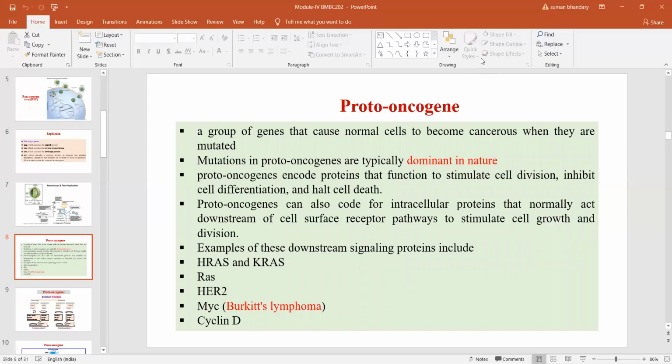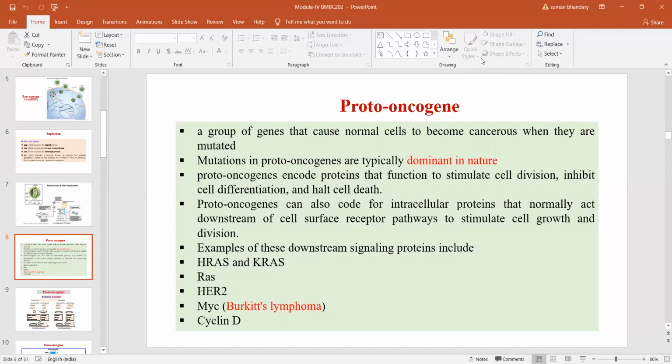Now I'm coming to the proto-oncogene. As I said, SRC acting as a proto-oncogene. So what is actually a proto-oncogene? Proto-oncogenes are a group of genes that cause the normal cell to become a cancer cell when there is any kind of mutation. This may be a point mutation or another kind of mutation. So any mutation in the proto-oncogenes will typically convert the normal cell to a cancer cell.